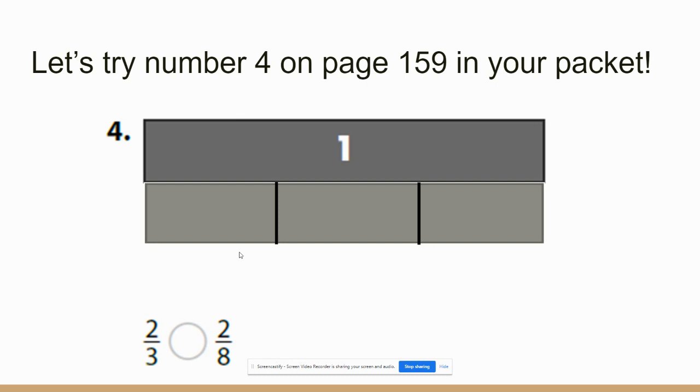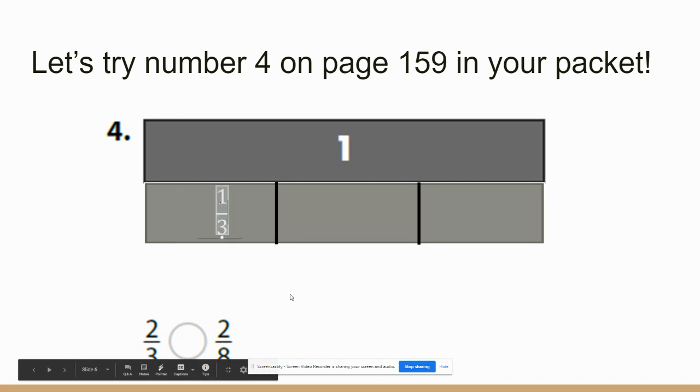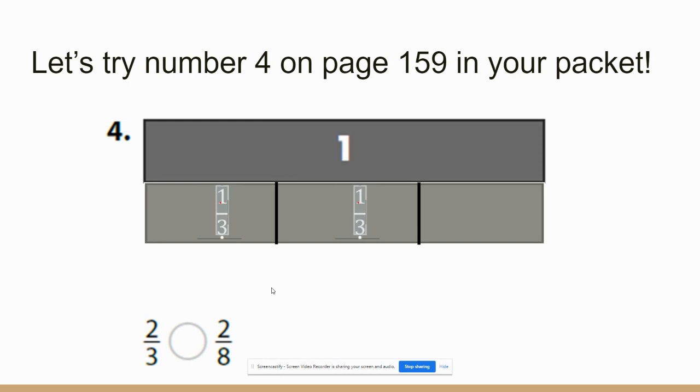Thirds are kind of tricky. Okay, so you can get them as equal as you can. Now we also notice that our numerator is 2. So that means we're focusing on 2 out of the 3. So we have 2 1/3 pieces that equal 2/3.